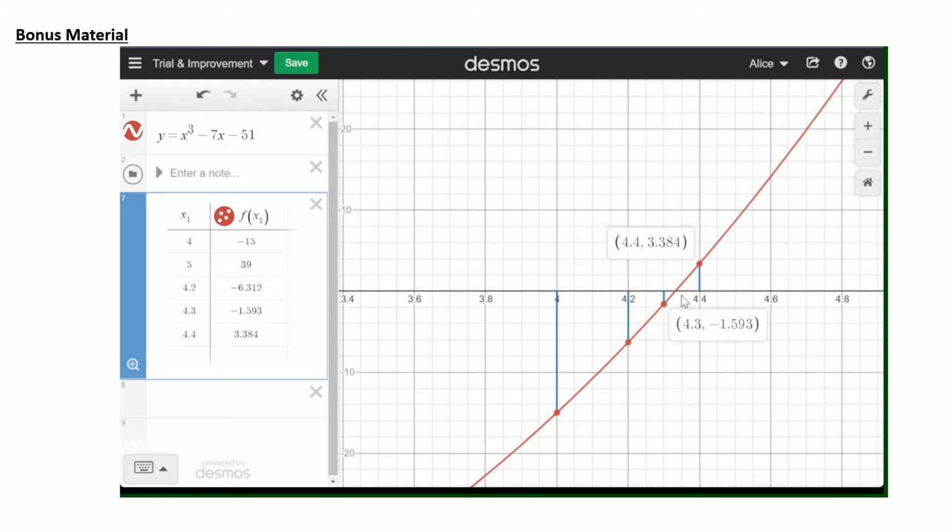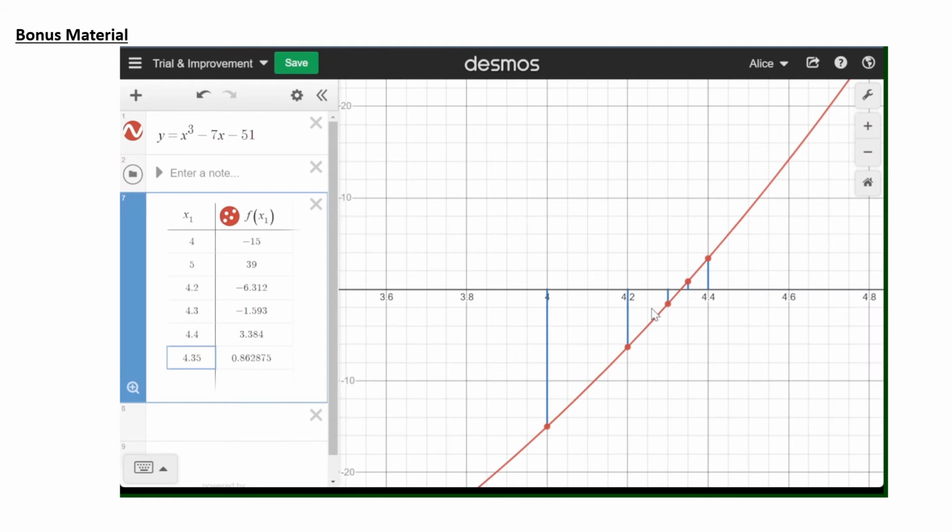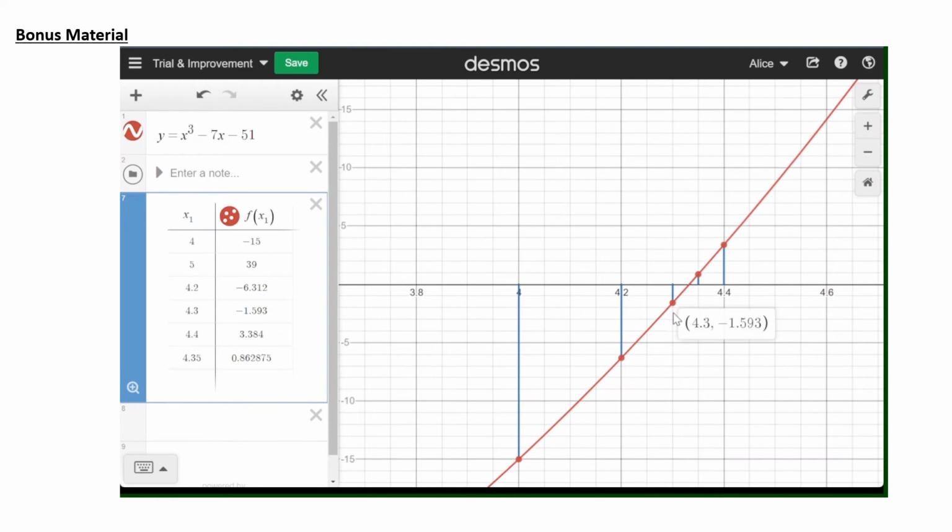So then remember what we did next when we got 4.3 and we got 4.4, we tested the midpoint, because we don't definitely know what that red line is doing. So I checked the midpoint, 4.35, and again this one comes out to be positive, just like 4.4. So that 4.35 is too high, so we know we can take 4.3 as our final answer to 1 decimal place.